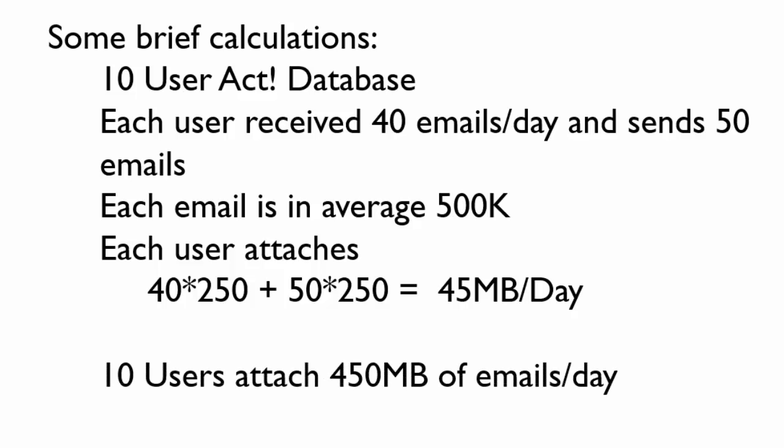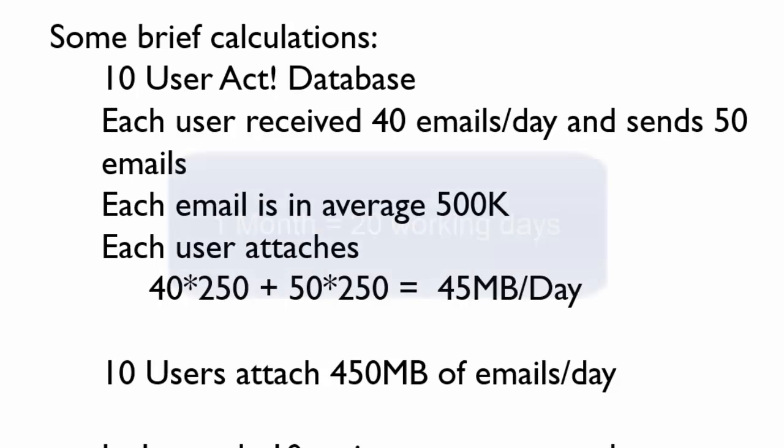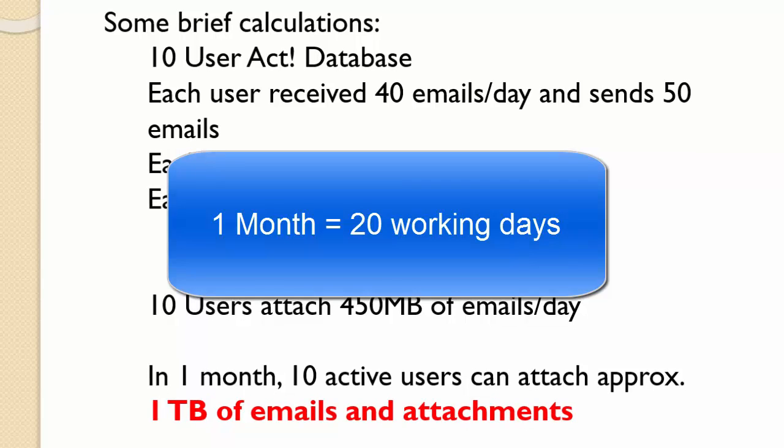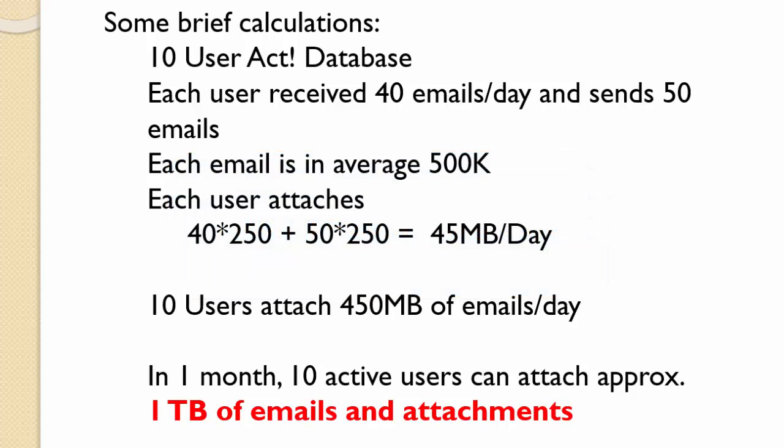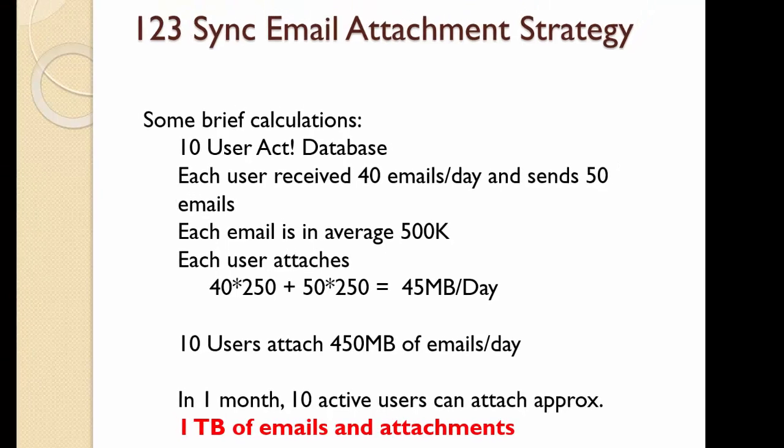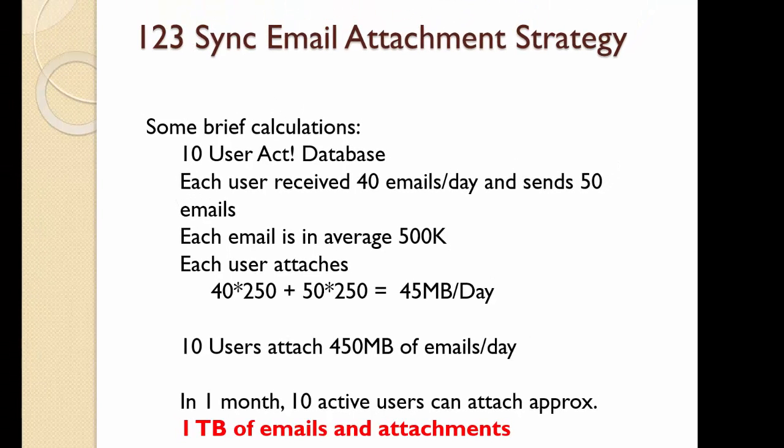So taking that into the 10 users, what we have is 450 megabytes of email that get attached to ACT every day that gets added to the attachments folder. So let's bring it over to a month. So we get about 1 terabyte of email data that gets deposited into the attachments folder. And these are hundreds, if not thousands, of files that get deposited into the attachments folder.